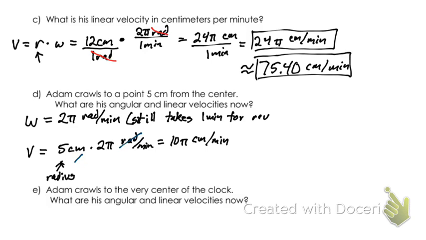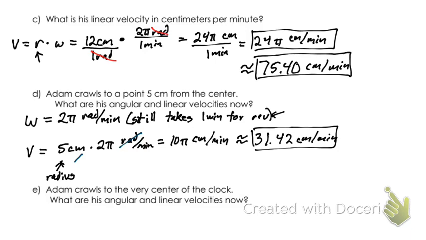All right, like I said, if I'm using that later on, I would keep it, but more than likely, if that's my actual answer, I'm just going to round that to 31.42 centimeters per minute. So it's really okay to have pi in your angular velocity, but usually when you're talking about your linear velocity, you try to round it. You don't leave a pi in there.